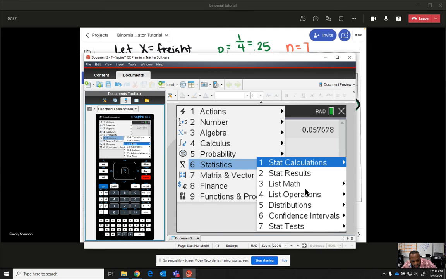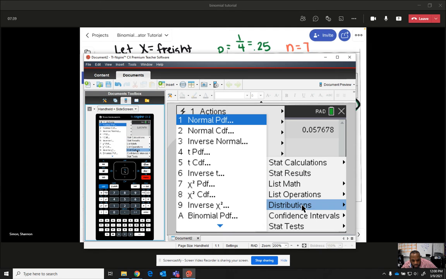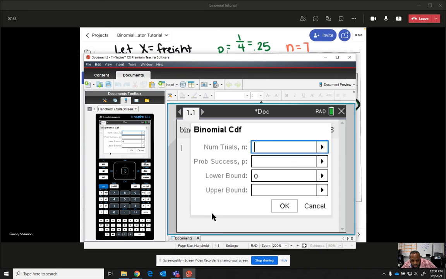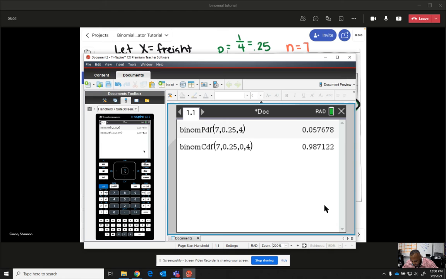And for this, when we use this function, we're going to go menu, statistics, 6 again, distributions, 5. And this time we want to do the CDF, which is letter B. The CDF asks, what's your fixed number n? We have 7. Probability of success, 0.25. The difference now is it's going to count from a certain starting point to an ending point. We want to start counting at 0 here and end at 4. It's going to add up everything in there from 0 to 4. So when I do that, I get this equal to 0.987.